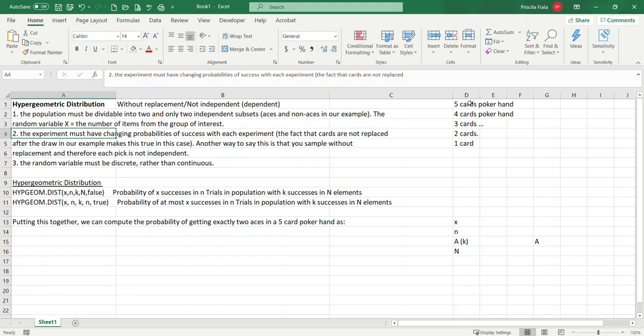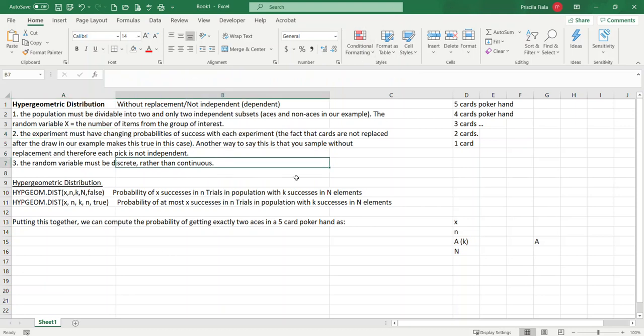So you're talking about one card of aces. You cannot have half of a card. You cannot have one third of a card. You have one, two, three. So that's what they mean by discrete.